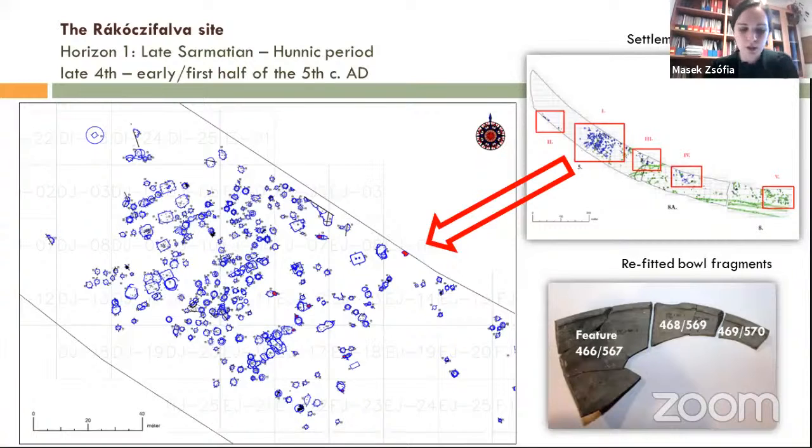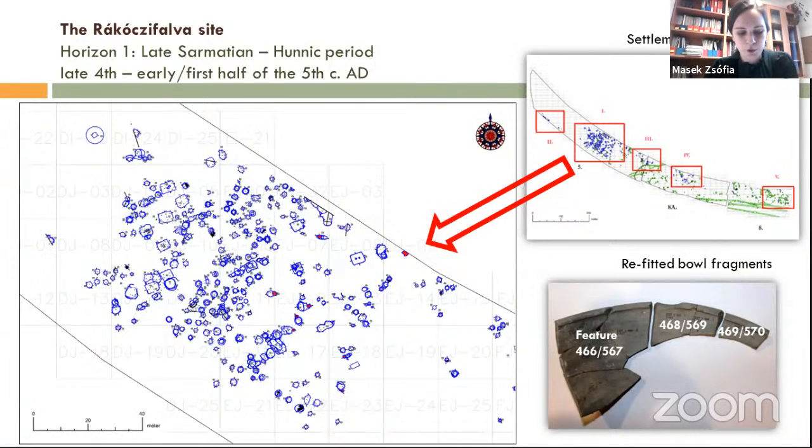Here I would like to talk about the first horizon, but I would like to emphasize that the importance of the site lies also in its continuous use, which may help us to better understand the Hun period and the early medieval transformation processes. So the largest settlement unit of the first horizon is an intensively used settlement part with a dense and clear structure, as you can see on the left. The two most common feature types are storage pits and sunken floor dwellings, which densify on the west side.